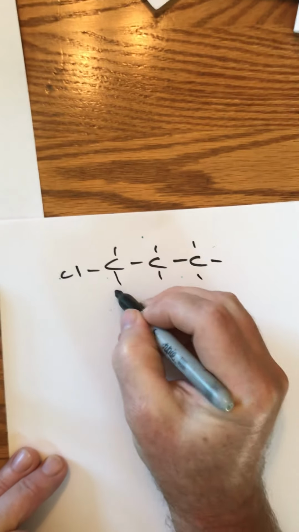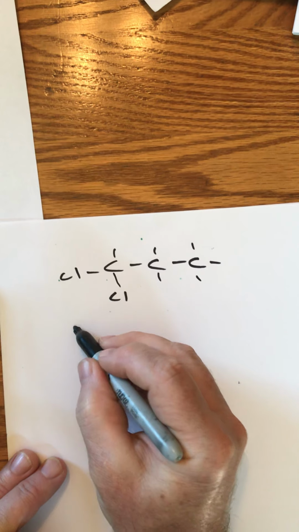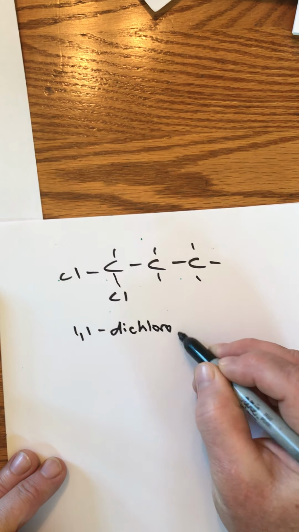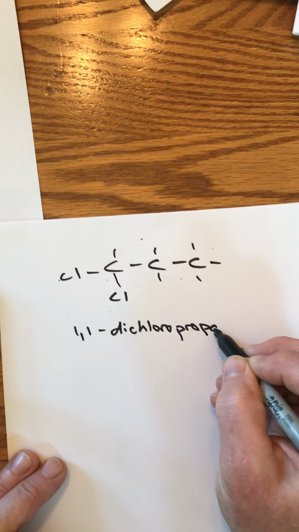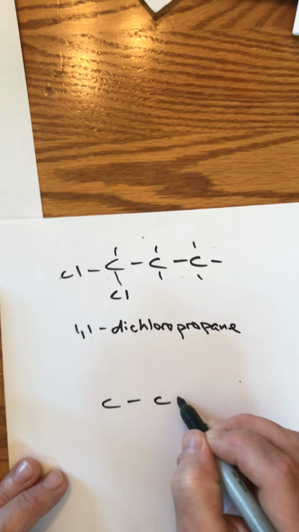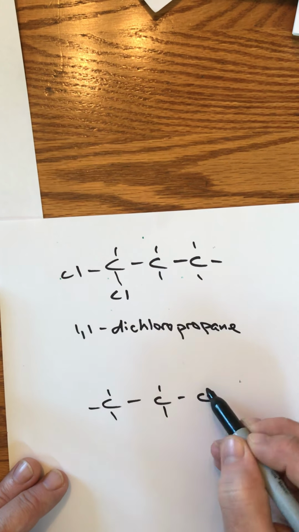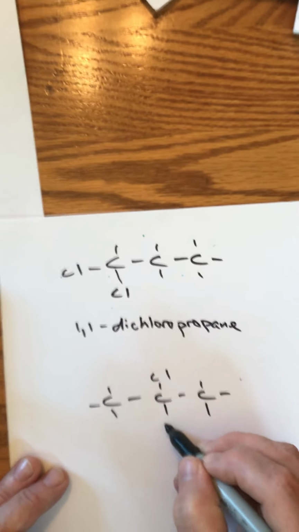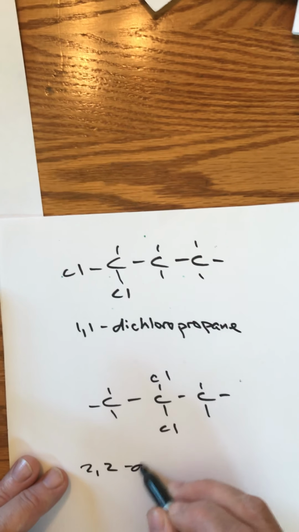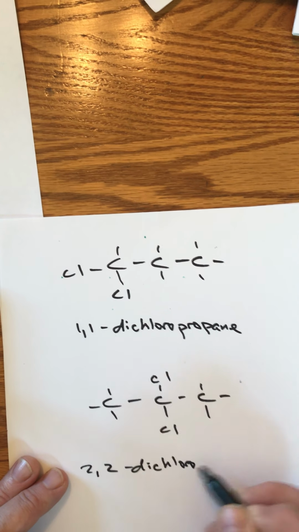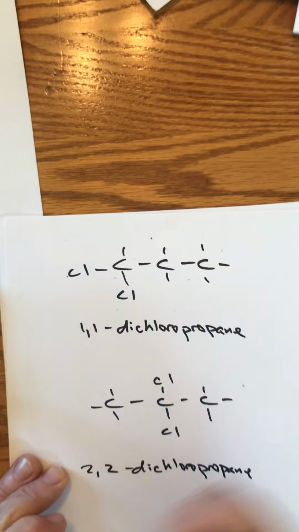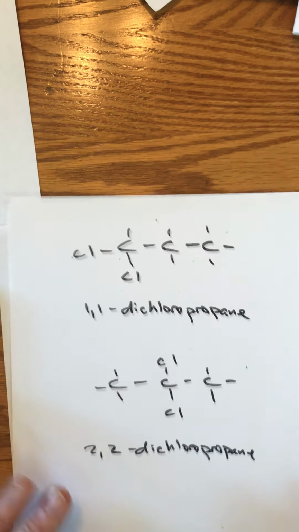So what if I put them both here? Both on the first one. I call this 1,1-dichloropropane. Okay, that's one of the isomers. What if I put them here and here? Both in the middle. 2,2-dichloropropane. Could I have 3,3? No, that would be 1,1 again.